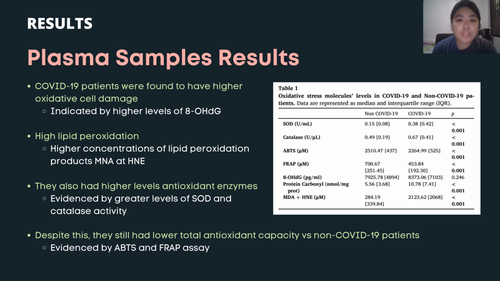Now I move on to the results of the determination of oxidative stress levels from tests done on the plasma samples. COVID-19 patients were found to have higher levels of oxidative cell damage, which is indicated by higher levels of 8-OHdG.